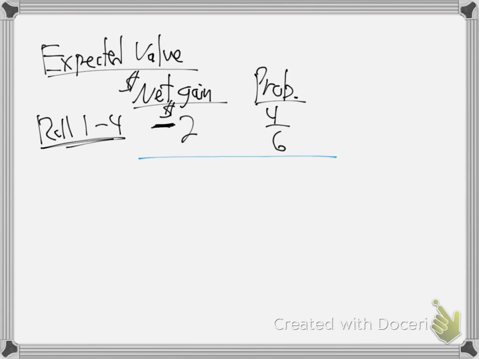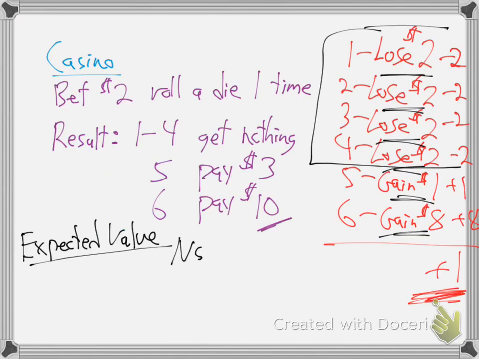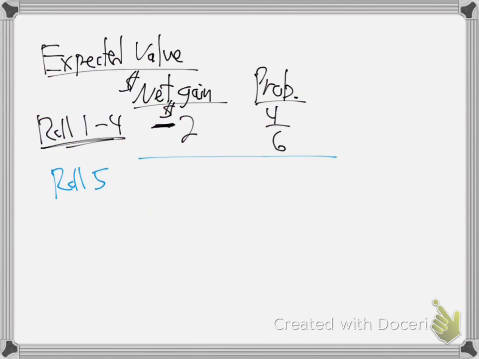Next column, we could roll a 5. If we roll a 5, what's going to happen to our bank account? Remember how the game works? They pay you $3, and you paid 2 to play the game. So what's the net effect to your bank account? You made positive $1 to your bank.